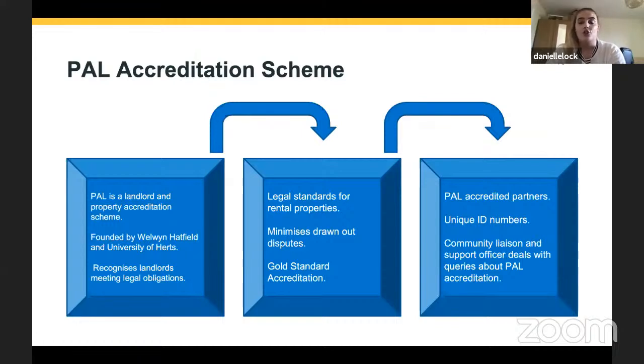Any students who are unsure about who to rent from should contact PAL or visit their website for more information. Alternatively, our university's community liaison and support officer is there to help with any inquiries you might have.